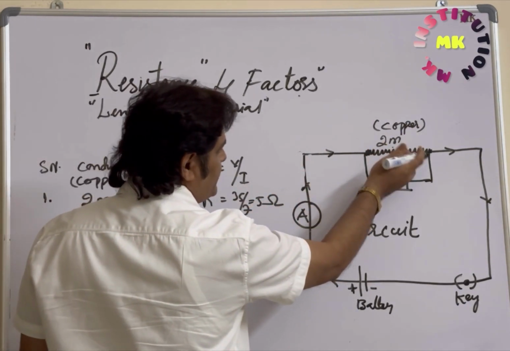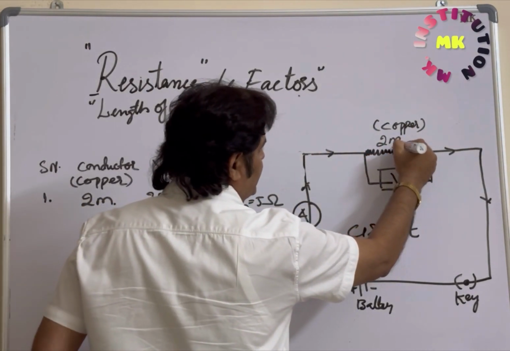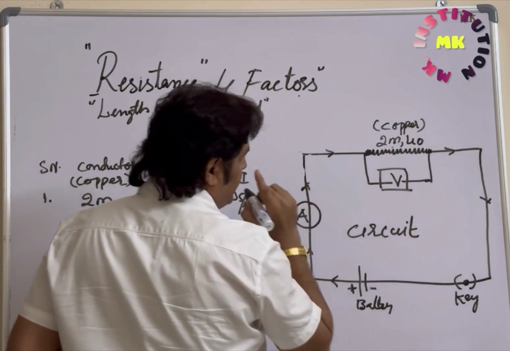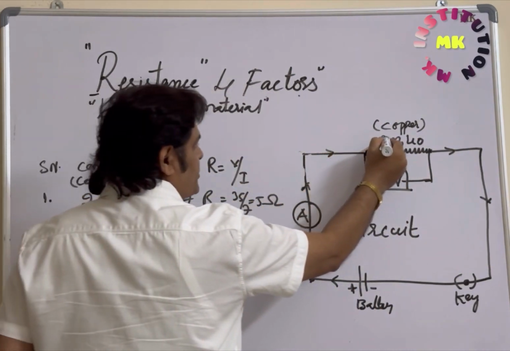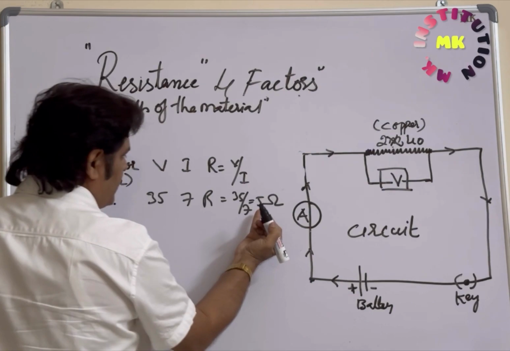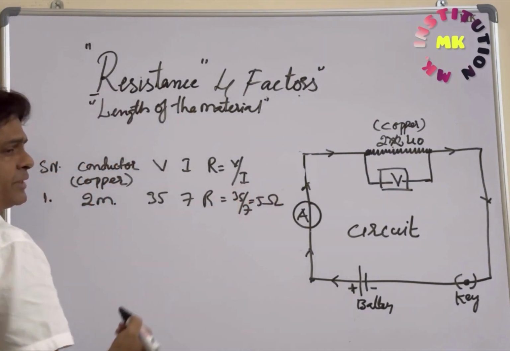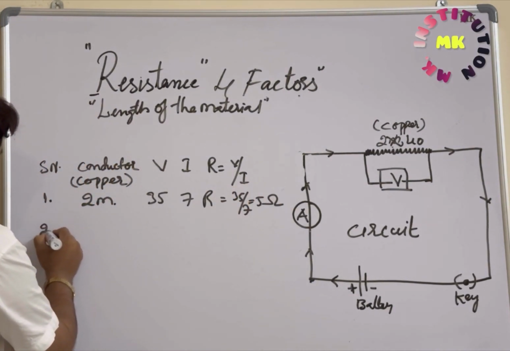Okay, now change the next one. Change the 2 meters wire. You take out this one here and keep the 40 meters wire now. Okay, 2 meters you have already done. This one completed, and we already got 5 ohms here. Second reading.